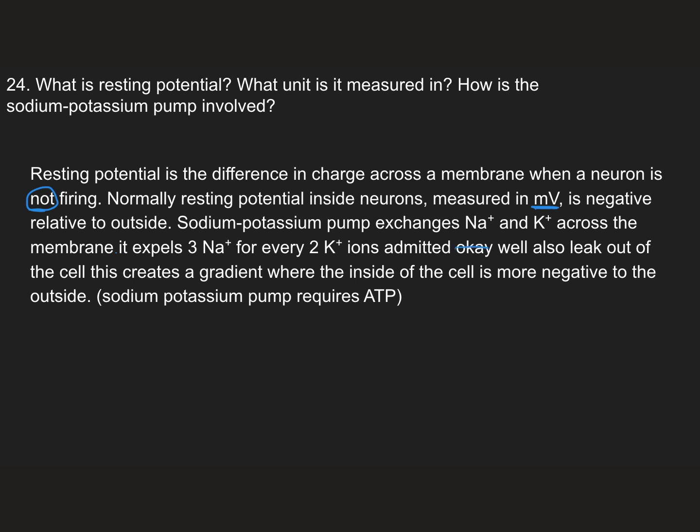This is going to create a gradient where the inside of the cell is more negative than the outside. So the sodium-potassium pump is going to pump sodium and potassium in and out to create that gradient of charge so that the inside of the cell is more negative. And if you remember this, I think it was in semester 1, the sodium-potassium pump requires ATP. It's an energy process. Which brings me to our next question.